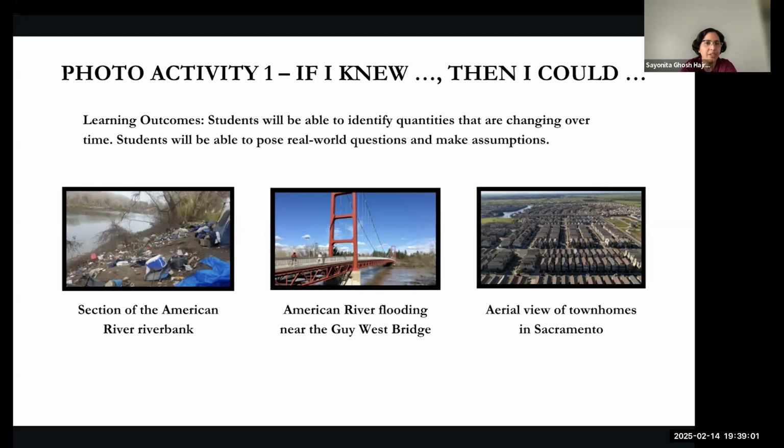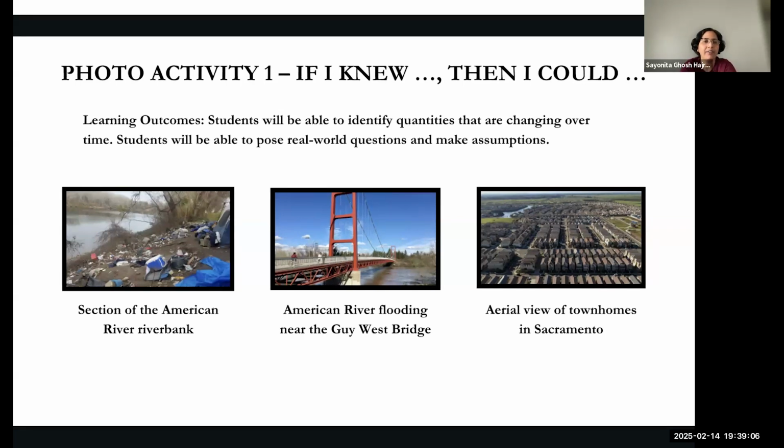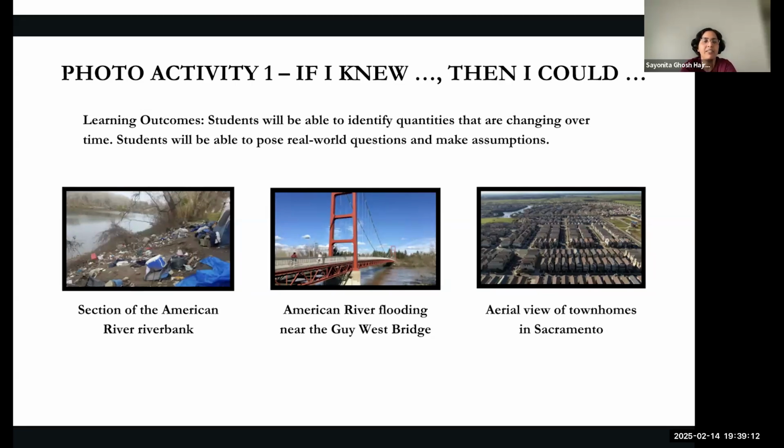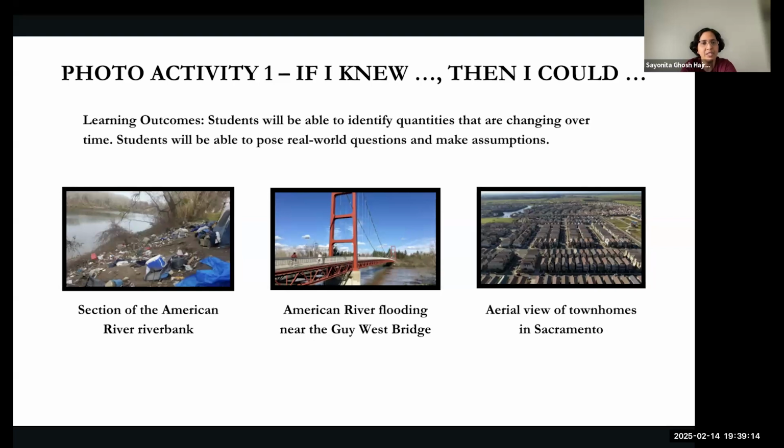So here I am showing you 3 images. These are taken from areas nearby the campus. One is showing a section of the riverbank which is filled with trash. Another one is a flooding near the Guy West Bridge. That's a bridge near campus. And the last picture is showing an aerial view of townhomes in the Sacramento region.